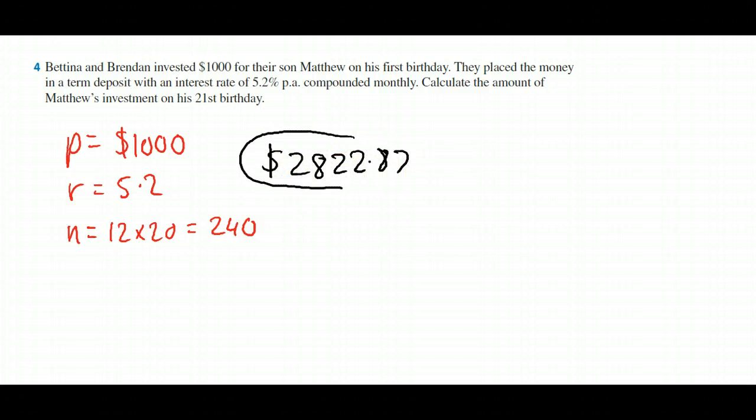$2,822.87. So after 20 years, his investment's almost tripled in its value. Okay, so in this question, it's the same idea that we've been looking at, but it looks like a different situation. We're no longer talking about loans from the bank and interest accruing. It's now talking about hospital insurance, but it's actually going to be exactly the same.